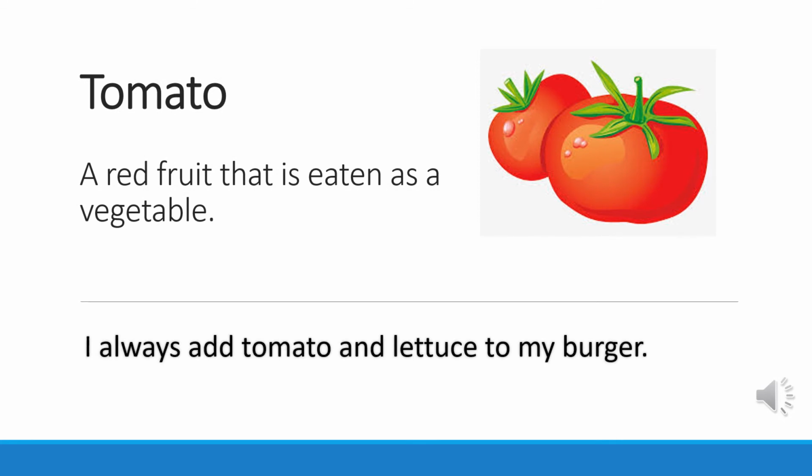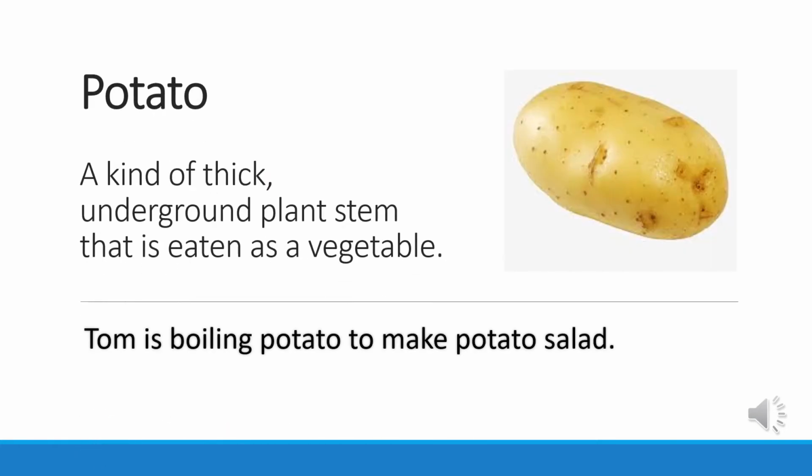Our next word is tomato. A tomato is a red fruit that is eaten as a vegetable. A sentence would be, I always add tomato and lettuce to my burger. Potato. A potato is a kind of thick, underground plant stem that is eaten as a vegetable. Our sentence for that word would be, Tom is boiling potato to make potato salad.